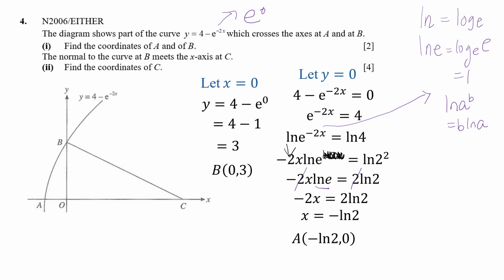Supposing if you don't want to leave your answer in terms of ln, which is the exact value, because the question never said leave your answer as exact, right? You can actually use a calculator to work ln 2 out. I don't have a calculator here. You just work it out and put it to three significant figures. That's fine also. Okay, so that is just part 1.